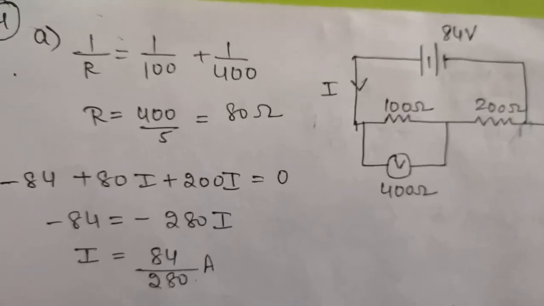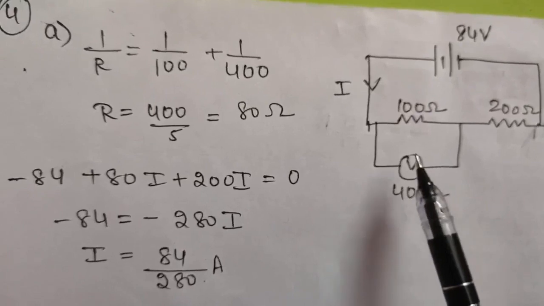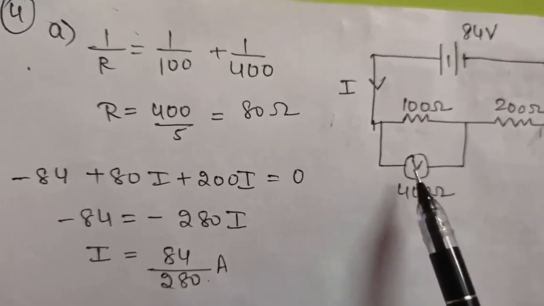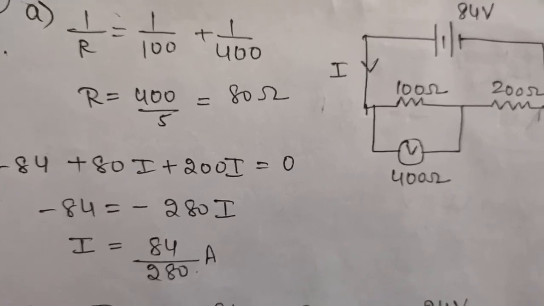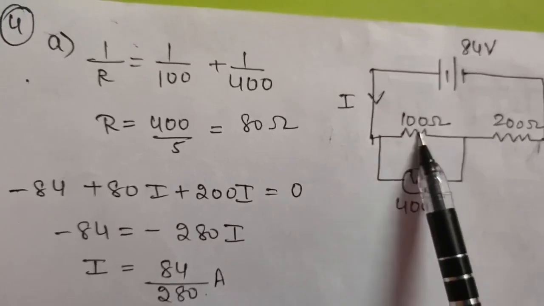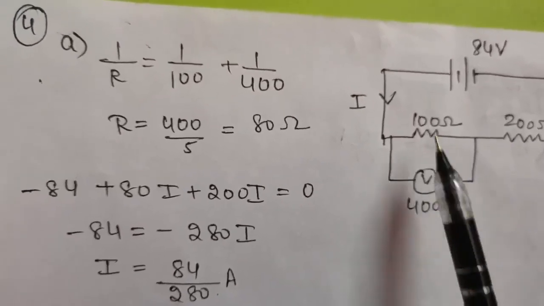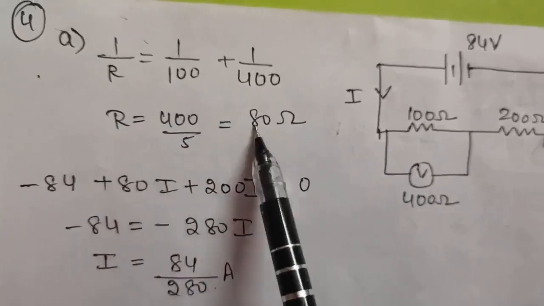Okay, in question number 4, a circuit is given to you and it is said that this voltmeter has a resistance of 400 ohms. Then you have to tell in the A part what will be the reading of this voltmeter. Okay, so now as you can see, this 100 and this 400 are connected in parallel. So let us calculate their equivalent resistance first. So it will come to be 80 ohms.